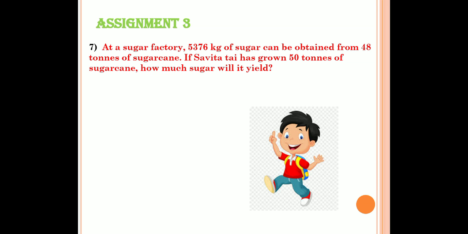At a sugar factory, 5,376 kg of sugar can be obtained from 48 tons of sugarcane. If Savita Tai has grown 50 tons of sugarcane, how much sugar will it yield? So the same thing, you have to use the unitary method, that is divide and find out about 1 and then you multiply it to find out about more. I hope ratio, proportion and the unitary method has been clearly explained to you all.